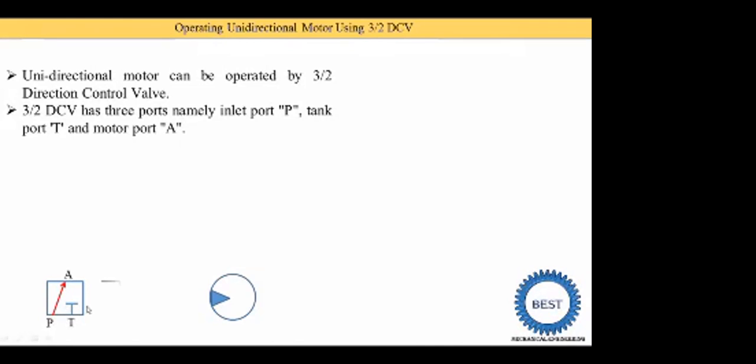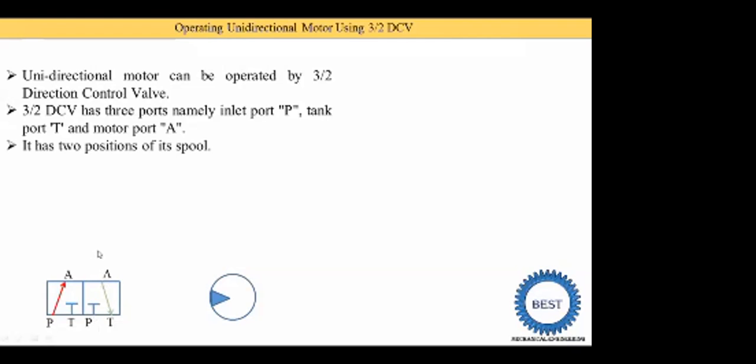Okay, for the second position we need to draw a second square. Inside this second square another T port is there and the direction is also given. So here the A port. In the second position the hydraulic oil flows from the A port to the T port, and the P port is closed. Now it has 2 positions, that is clear.